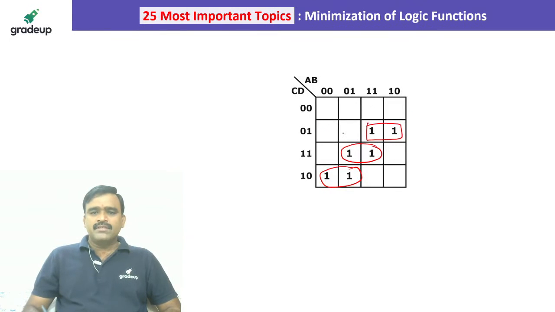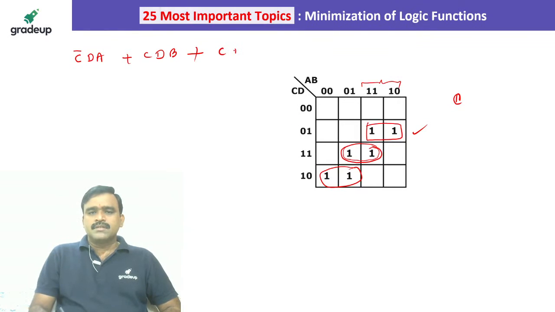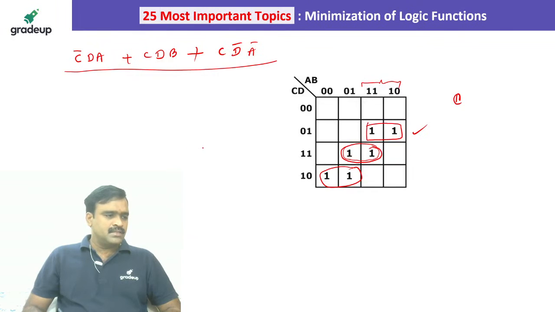Okay, so for example, if I wanted to simplify, this is another example. These two ones you can plot, because three ones I can't combine, and these two ones you can plot. So what is the value of this? The first pair is C bar D A. This is coming under the area A, and the middle two ones are C D B, and the last two ones are C D bar A bar. That's all. So there are 9 literals in this minimized expression. Like this we can do.